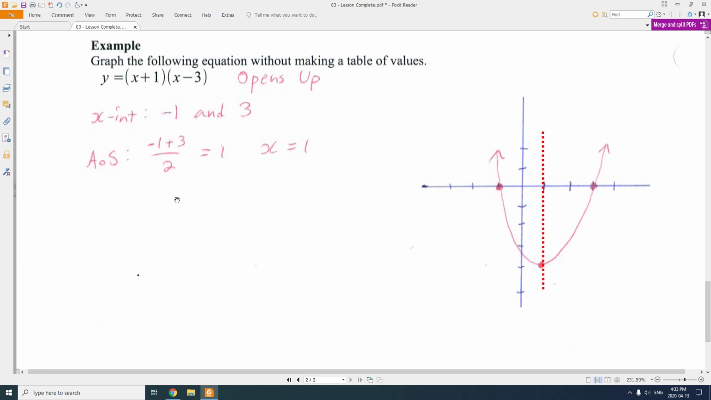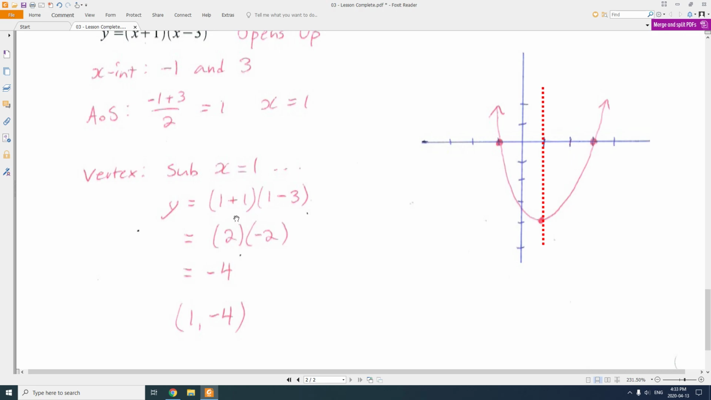Only thing is I don't know where the vertex is. So I'm going to take my x equals 1, plug it into the equation, substitute in x is 1. And we calculate that out to, see here, 2 times negative 2 is negative 4. So there's my vertex, 1 and negative 4. Now I can sketch it.